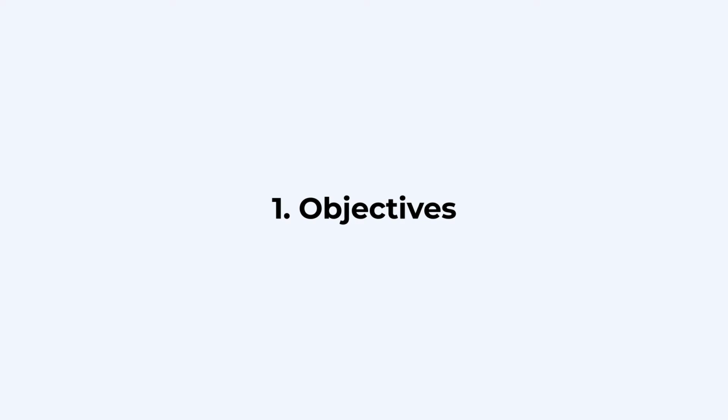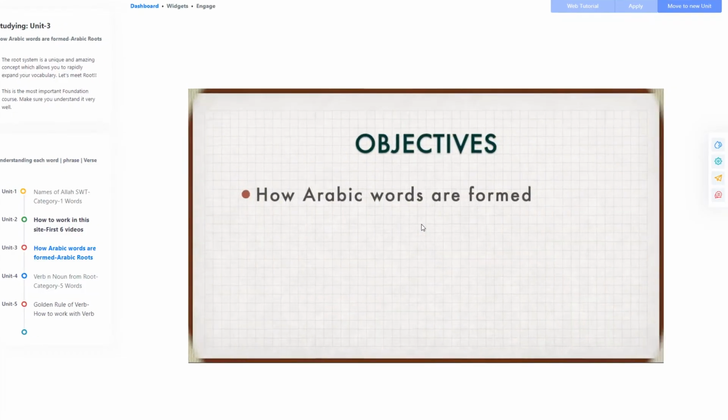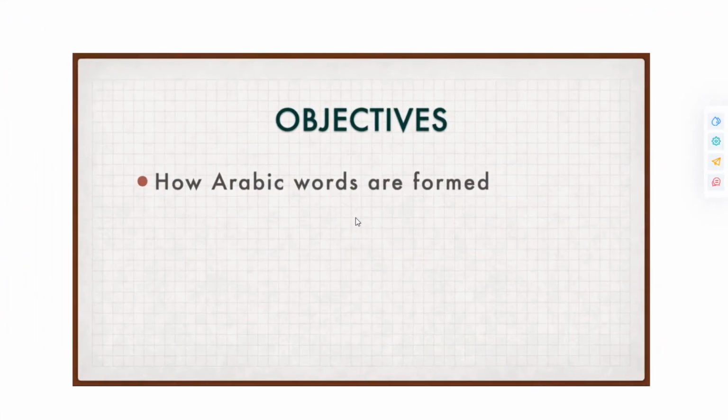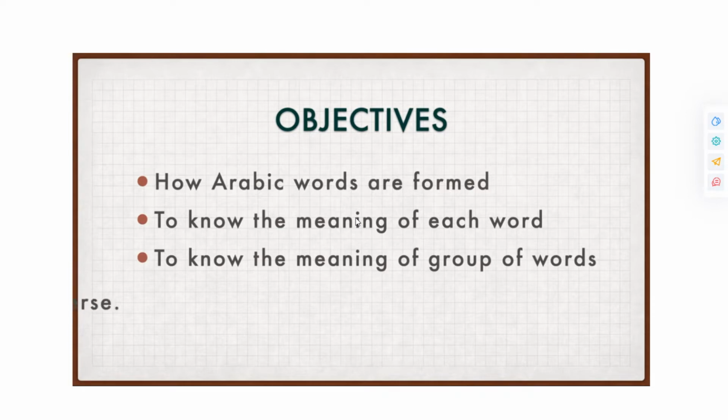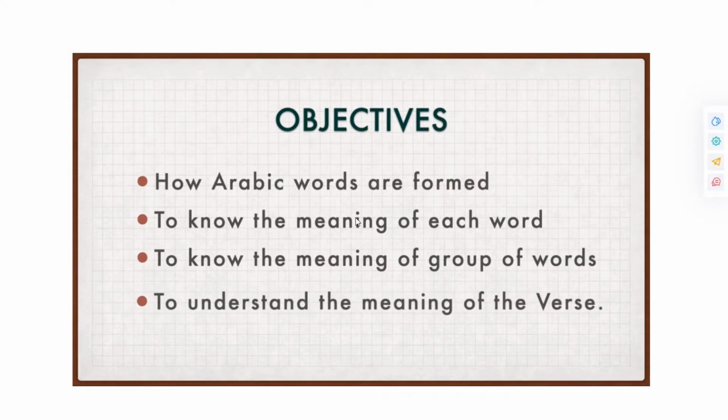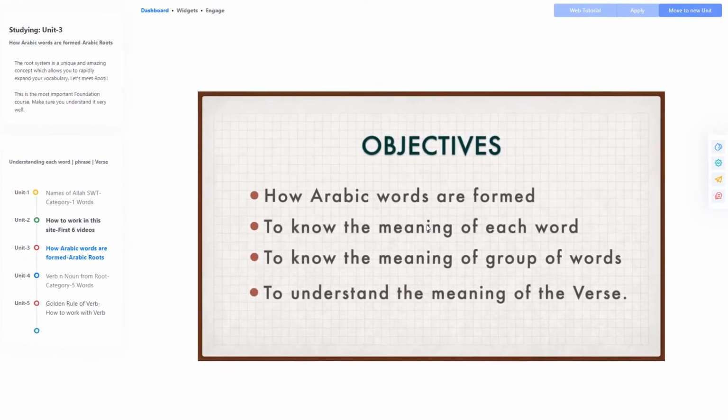Number 1. Objectives. The objectives of these tutorials are to know how the Arabic words are formed, to know the meaning of each word, to know the meaning of the group of words, and to understand the meaning of the verse. We will visit each surah and attain these objectives.